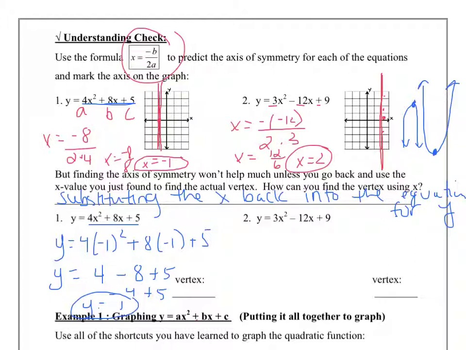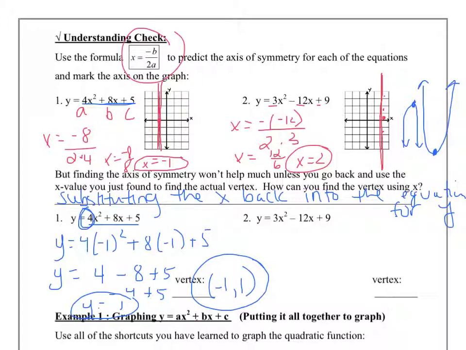So now that I have x and y, x was negative 1, which I plugged in, and I found out that y is 1. So the vertex point here is the minimum point, which is negative 1, 1. I know that this is going to be a minimum point because my a value is positive, which means it's opening upwards. Please pause the video and try number 2 on your own.